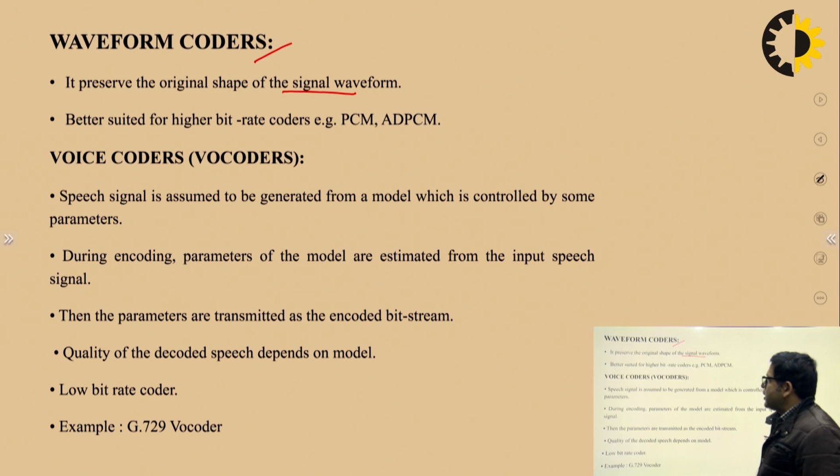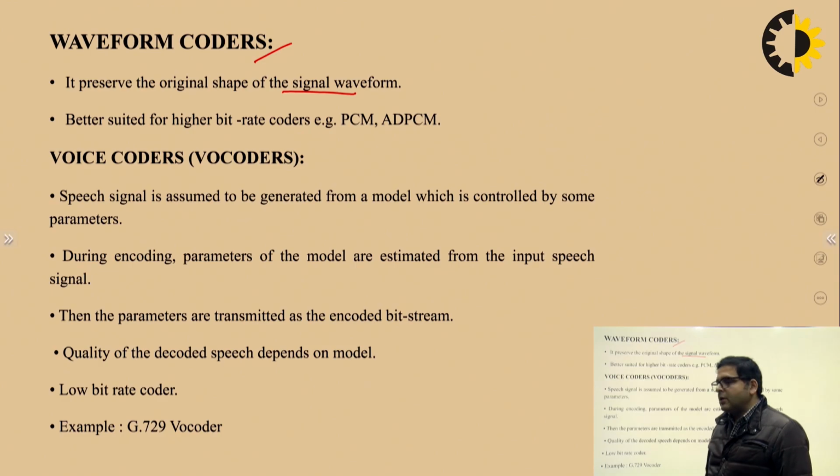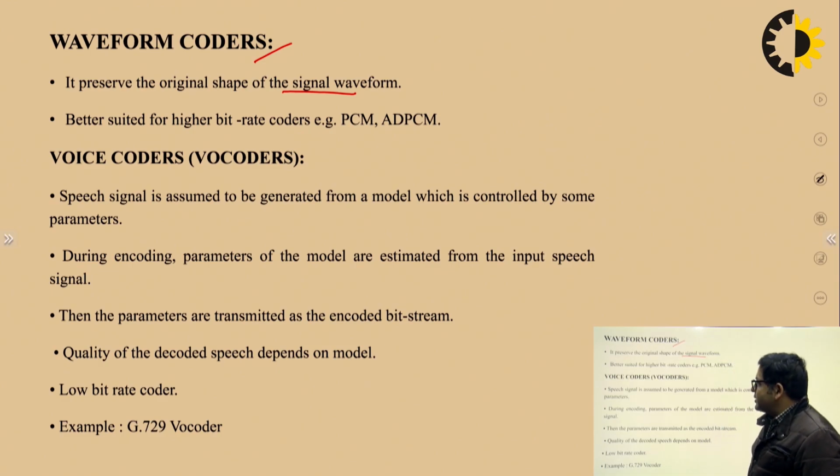Second is the voice coder, which is known as the vocoder. In a vocoder, we do not transmit the exact shape of the speech signal. Rather than transmitting the exact shape of the signal, we transmit the characteristics of the speech signal.